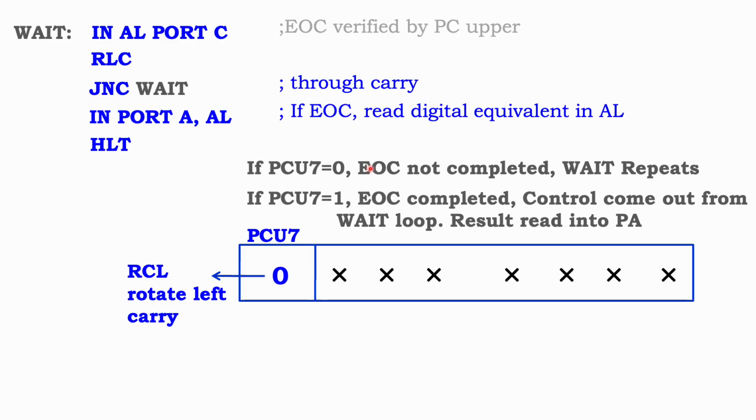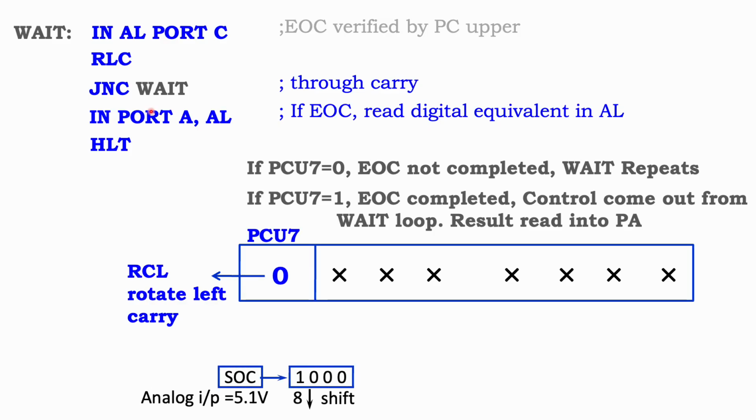Before reaching the end of conversion, it stays in the loop itself. This is not EOC, this is SOC. It is a small mistake here. So you understand the start of conversion loop and how the end of conversion comes out of the wait loop. This will continue until the end of the conversion.